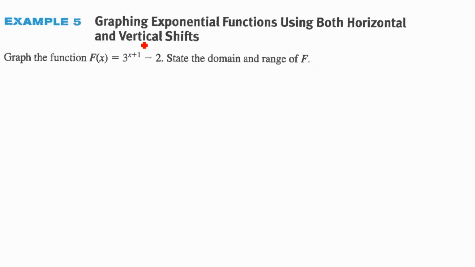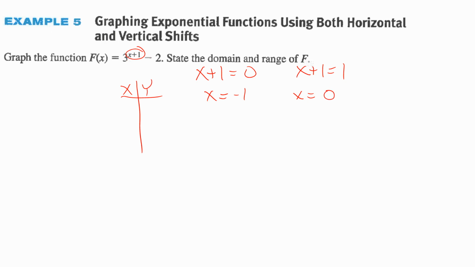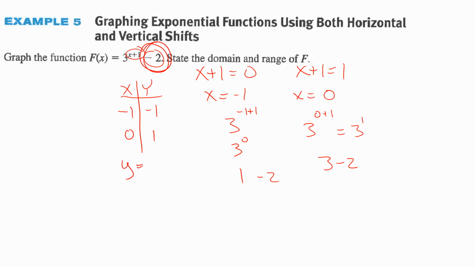All right, how about a shift? 3 to the x plus 1, minus 2. Let's figure out our x's and our y's. For our x, we want the power equal to 0, and then equal to 1. So x equals negative 1, and x equals 0. If we have 3 to the negative 1 plus 1, that's 3 to the 0 power, which is 1. Then we subtract the 2, 1 minus 2, and we get negative 1. For the next one, we would have 3 to the 0 plus 1, which is 3 to the first, which is just 3. And then 3 minus 2 is 1. Asymptote y equals the thing hanging out by itself, negative 2.